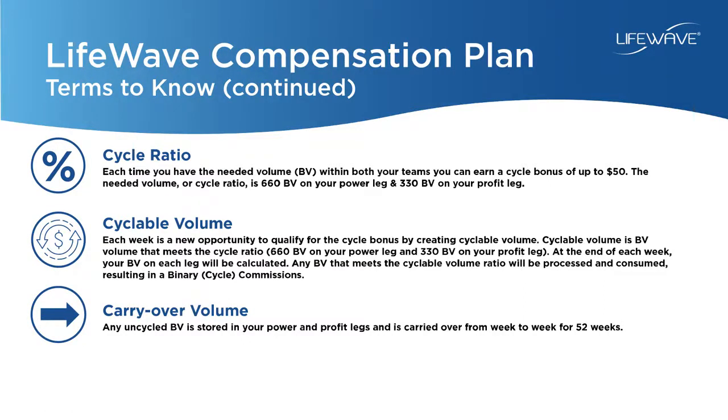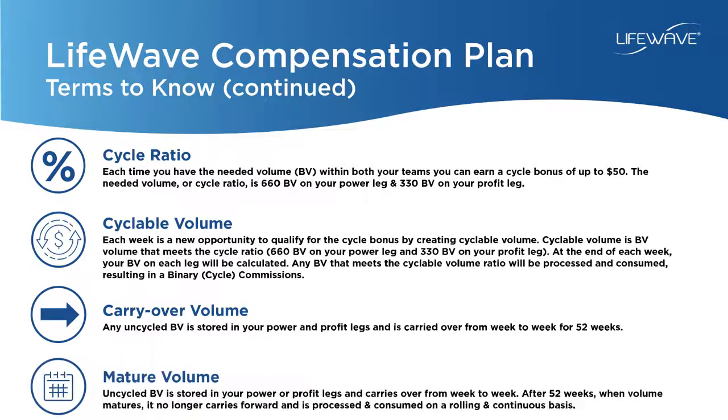Also, the term carryover volume. Any volume that isn't cyclable or doesn't meet that cycle ratio is considered carryover volume and will roll from week to week for an entire year. Mature volume is uncycled BV that is stored in both your power and your profit leg, and it carries over from week to week. After 52 weeks, that volume will be considered mature and would not carry forward, and will be processed and consumed on a continuous and rolling basis.